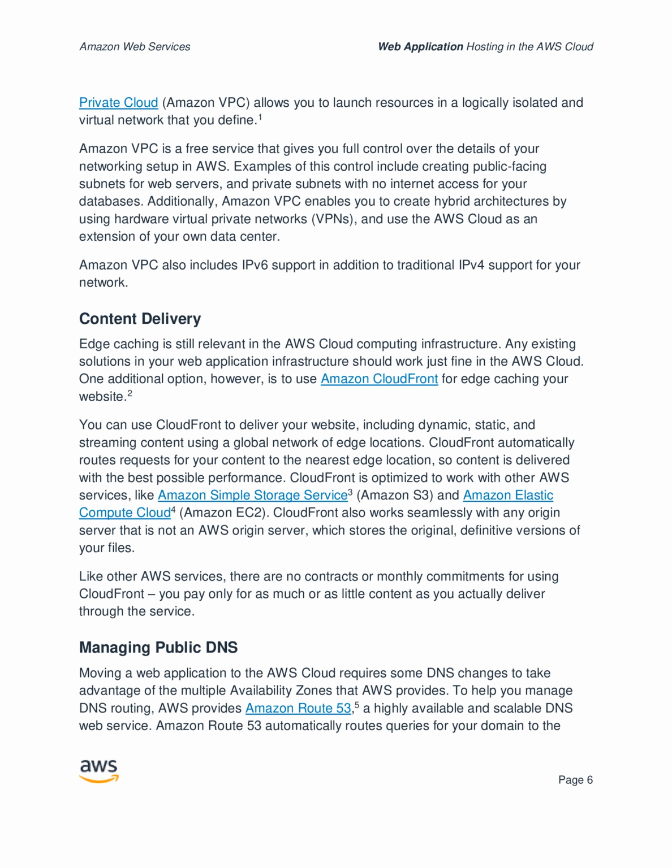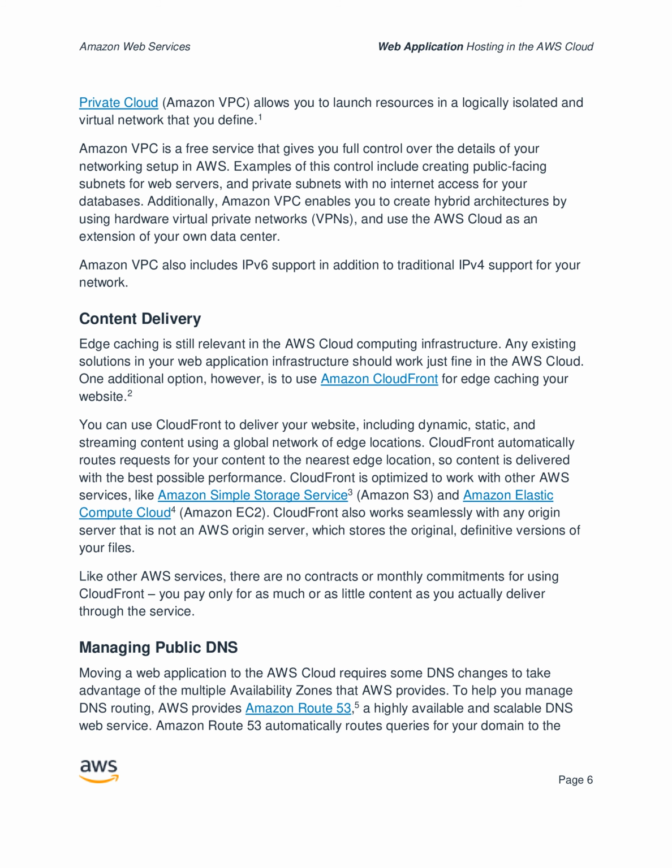1. Amazon VPC is a free service that gives you full control over the details of your networking setup in AWS. Examples of this control include creating public-facing subnets for web servers, and private subnets with no internet access for your databases. Additionally, Amazon VPC enables you to create hybrid architectures by using hardware virtual private networks (VPNs), and use the AWS cloud as an extension of your own data center. Amazon VPC also includes IPv6 support in addition to traditional IPv4 support for your network.